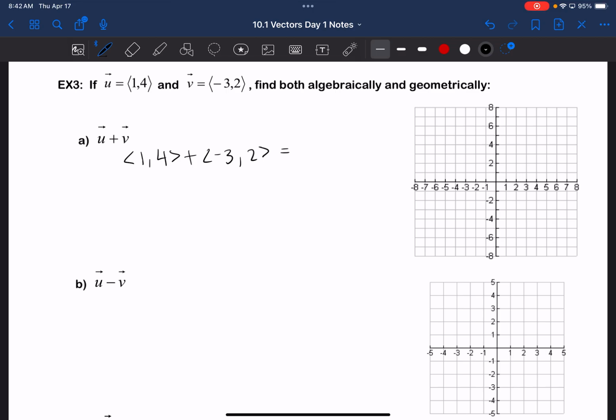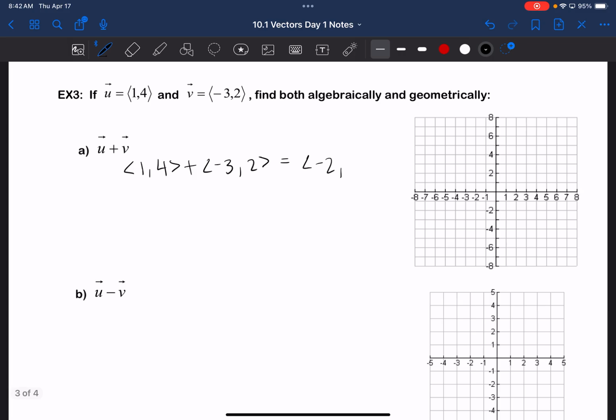So here, what would I get when I add 1 and -3? Okay. And when I add 4 and 2, 6. Okay.